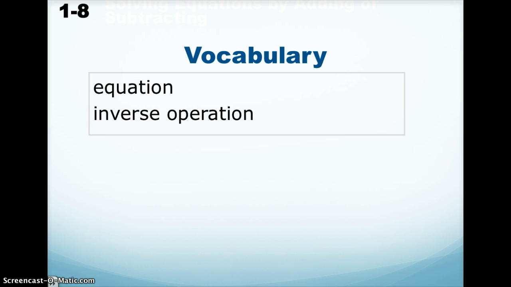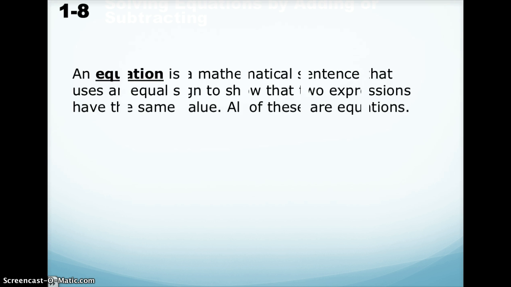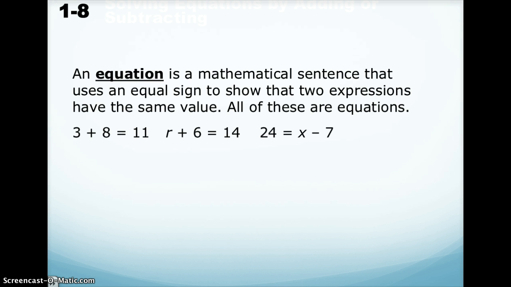Vocabulary terms: equation and inverse operation. An equation is a mathematical sentence that uses an equal sign to show that two expressions have the same value. All of these below are equations: 3 plus 8 equals 11, r plus 6 equals 14, 24 equals x minus 7, and 100 divided by 2 equals 50. So you can see there can be a combination of variables and numbers as long as we have an equal sign and both sides are balanced.